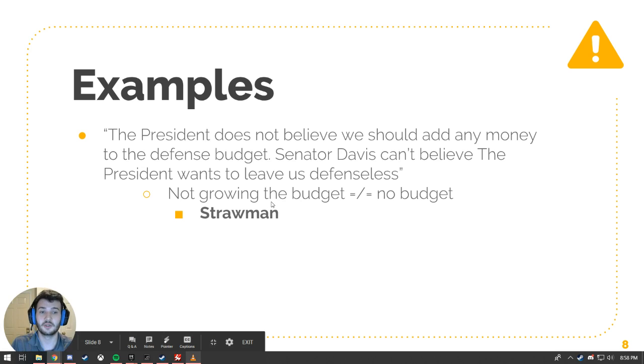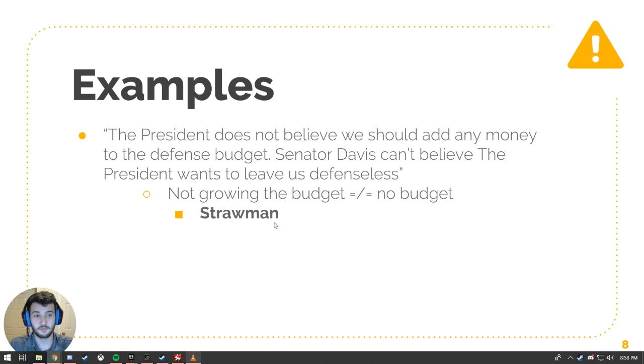So examples of these, starting with straw man. This is just a random scenario. The president does not believe we should add any money to the defense budget. Senator Davis can't believe the president wants to leave us defenseless. So Senator Davis is saying we're not growing the budget, which means we have no budget, which means we're leaving the country defenseless. This is a straw man argument because not growing the budget doesn't mean that there's going to be no money in defense. So he's attacking an argument that the president doesn't actually hold.